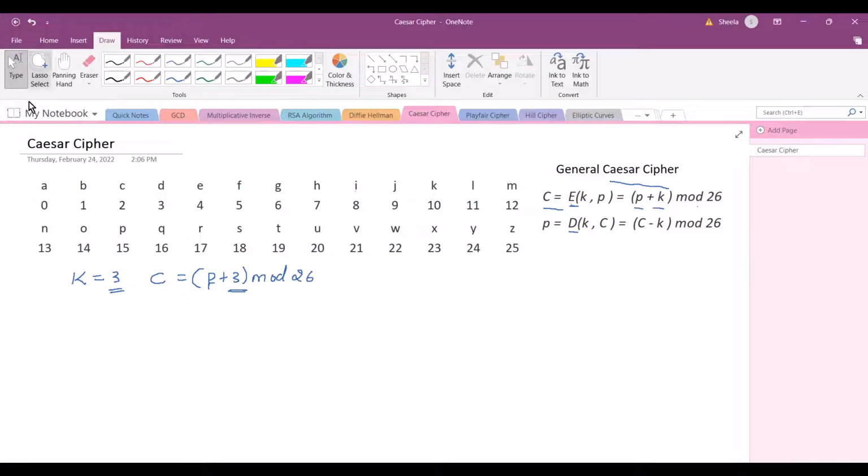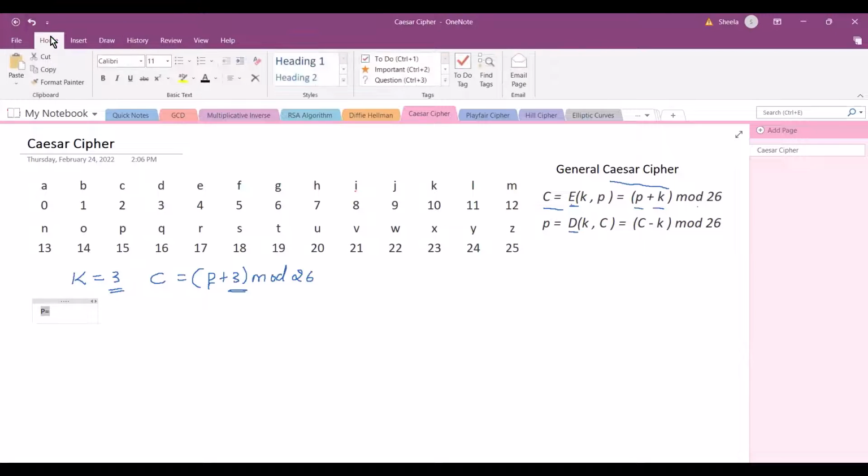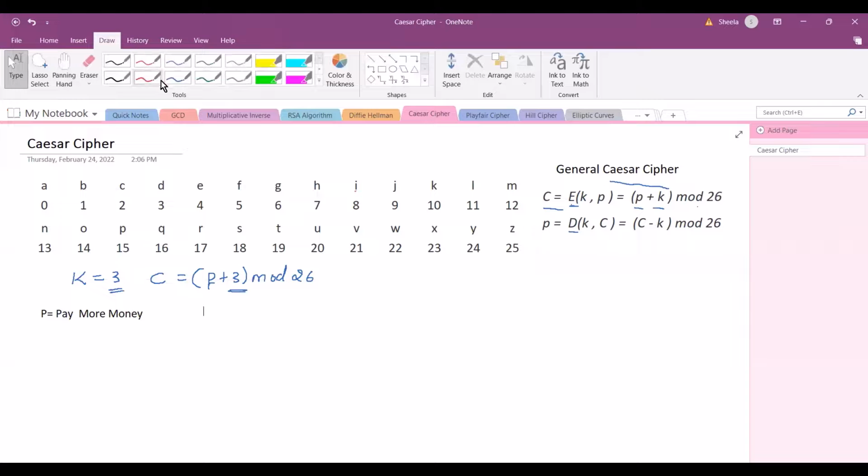So first, let me consider a plain text. Let the plain text P be equal to "pay more money". Okay. So now how can I express it in terms of numbers? I am going to express the corresponding plain text in terms of numbers.